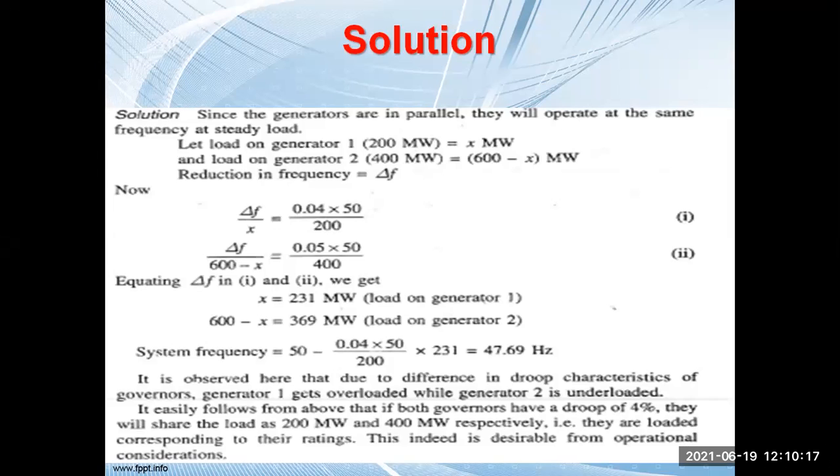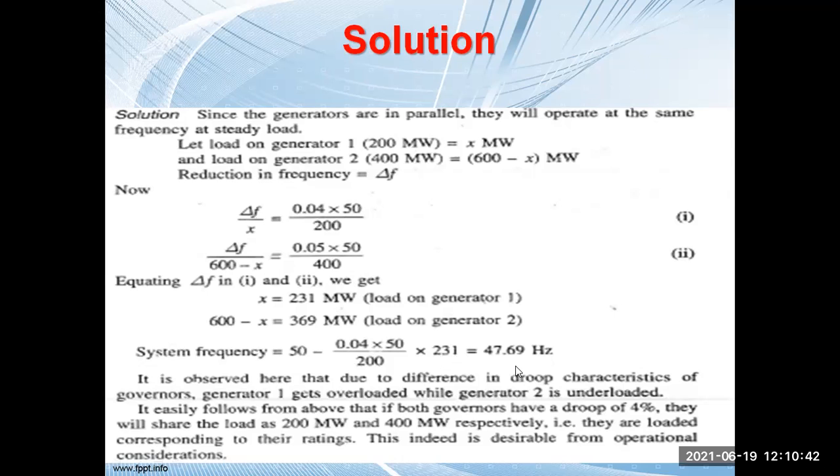Yes, sir. Okay. So this is the value of X. So that means this X is known. So delta F you can calculate because X you have to substitute. Let us say 231 if you substitute. So this is 0.04 into 50 into 231 by 200. So you can calculate the value of the frequency.